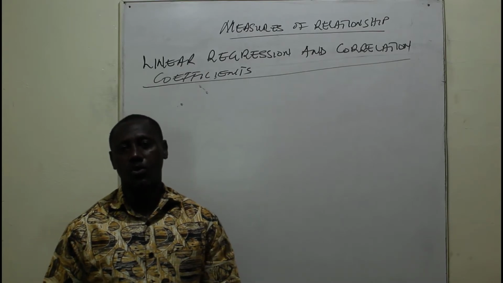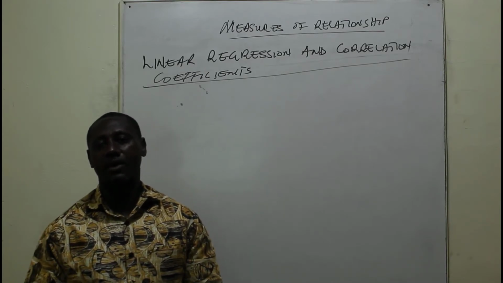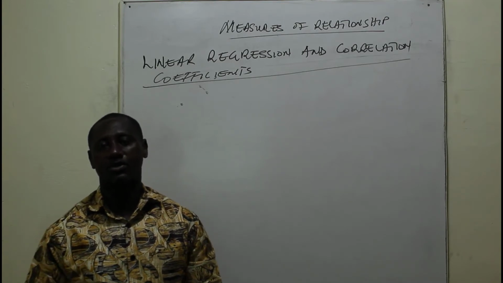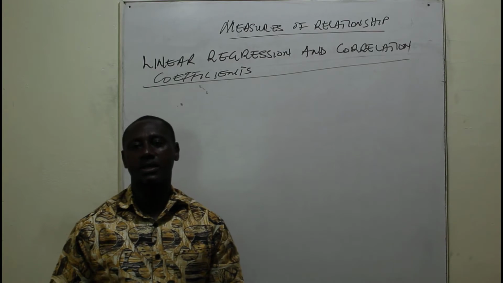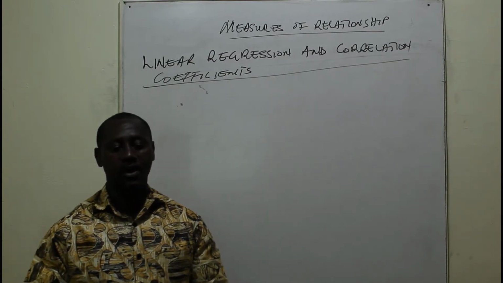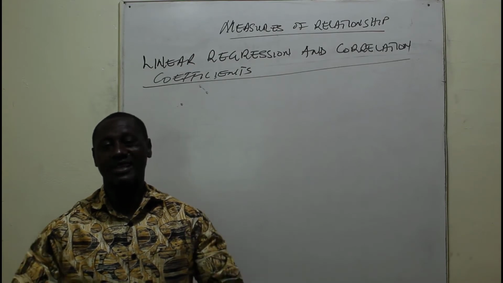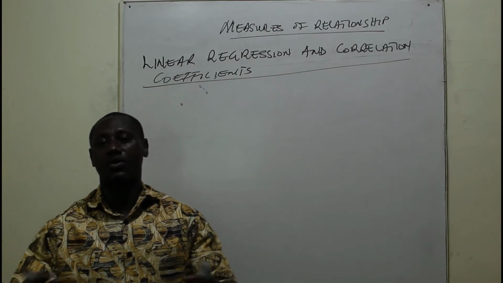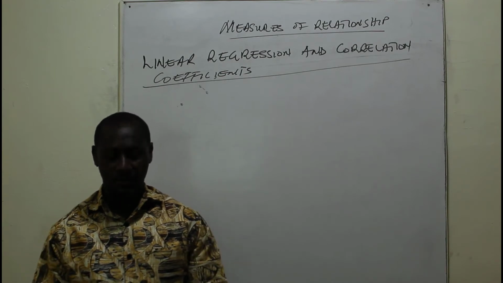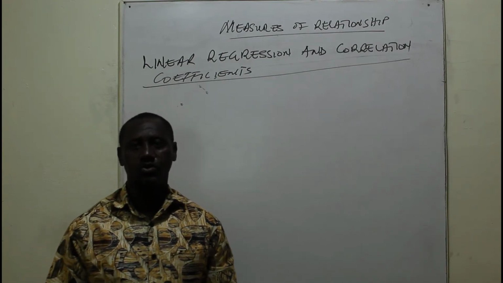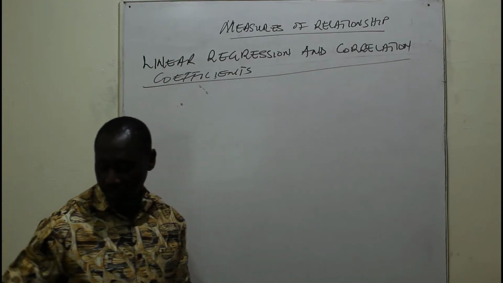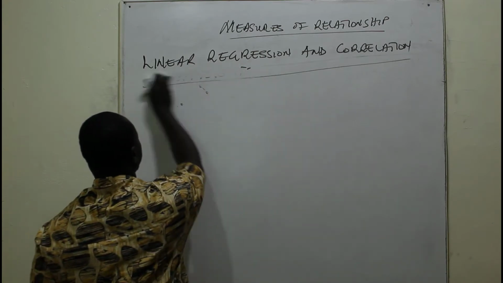We should also be able to calculate the correlation coefficient of the given variables and use it to talk about its value. Describe it. How do we describe the correlation coefficient that you are going to calculate? These are the learning indicators for the lesson. And so without wasting much time, let me take you straight to what we call the regression analysis or linear regression.